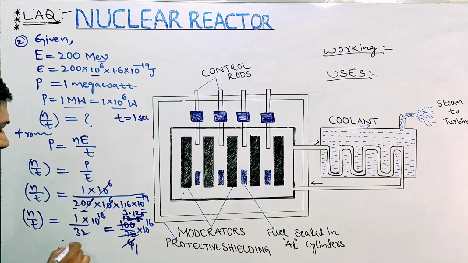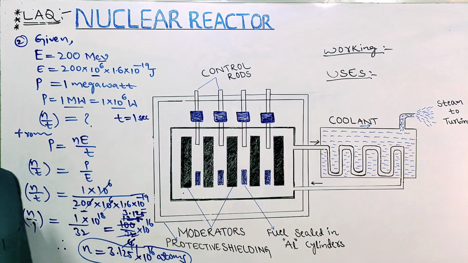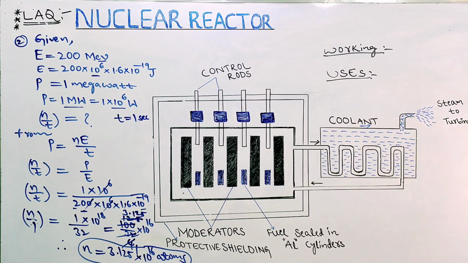Therefore here n is how much? Here time is how much? 1 second only we are taking. N equal to 3.125 into 10 to the power of 16 atoms. 3.125 into 10 to the power of 16 atoms is the correct answer. Next one you can take.